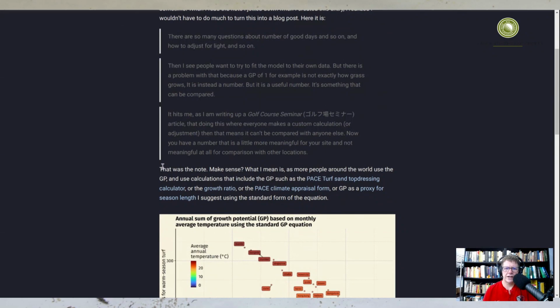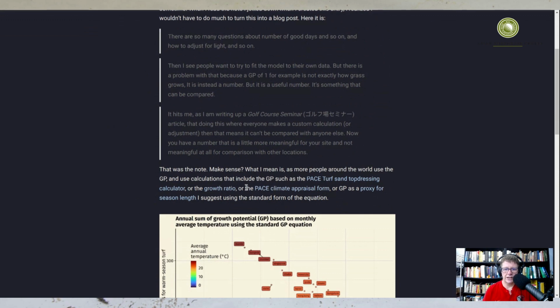I put a link there, and I said, as more people around the world use the GP and use calculations that include the GP, I've put in links to these in the post. Calculations that use the GP include the Pace Turf sand top dressing calculator. So there are people using GP at their site to predict how much sand would be a standard amount to apply as top dressing. People are using the growth ratio, and I put a link to that. The growth ratio is about how much you can expect the grass to grow at your site given the recent weather, where you're located, and how much you want the grass to grow.